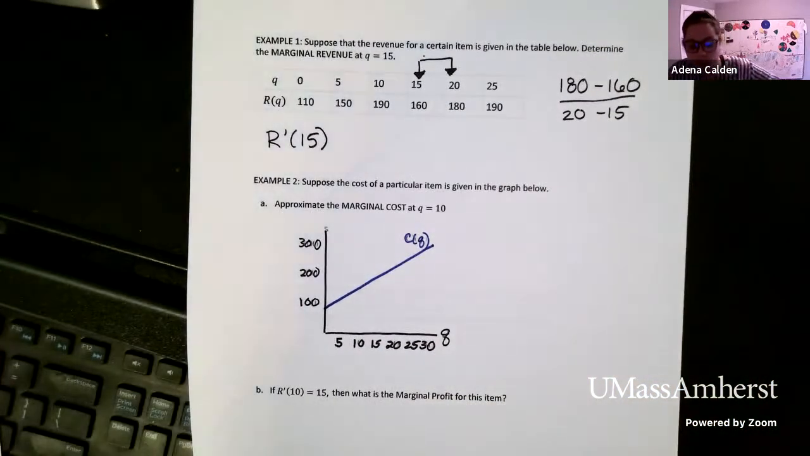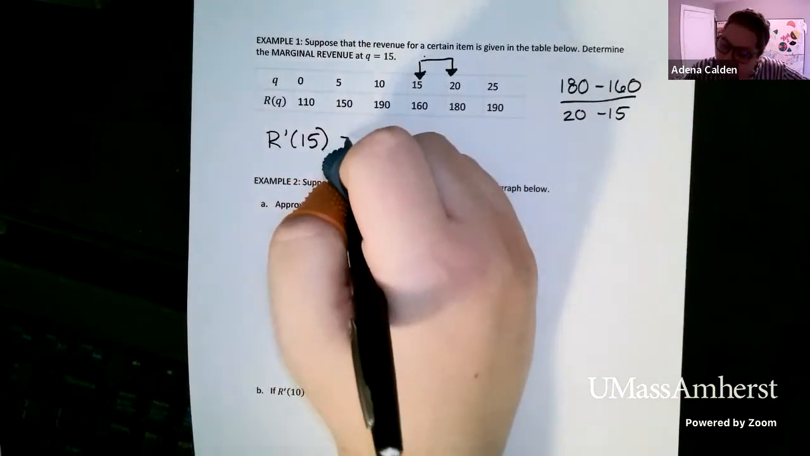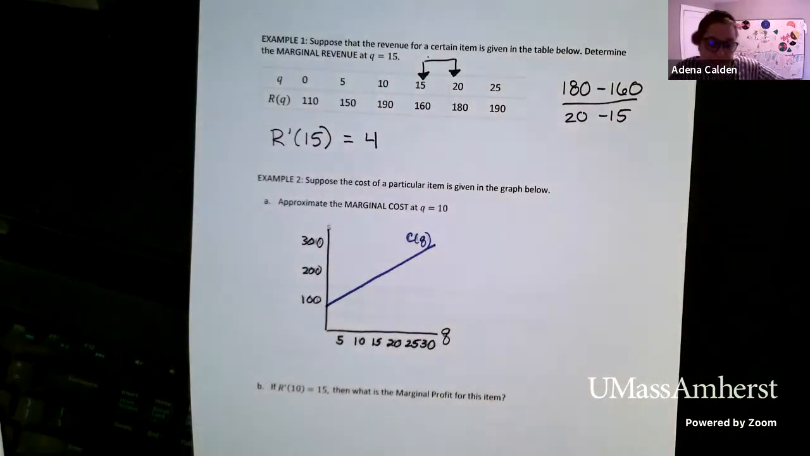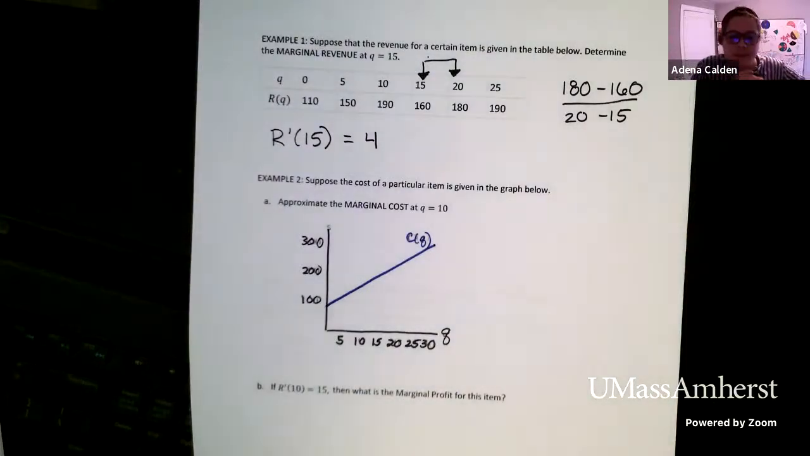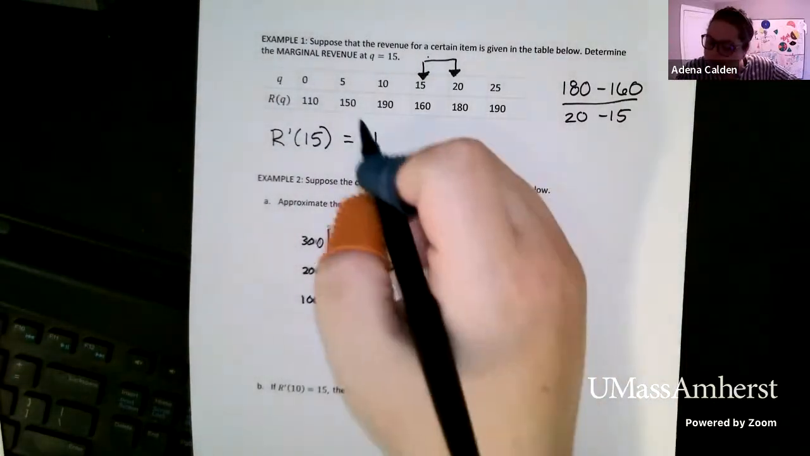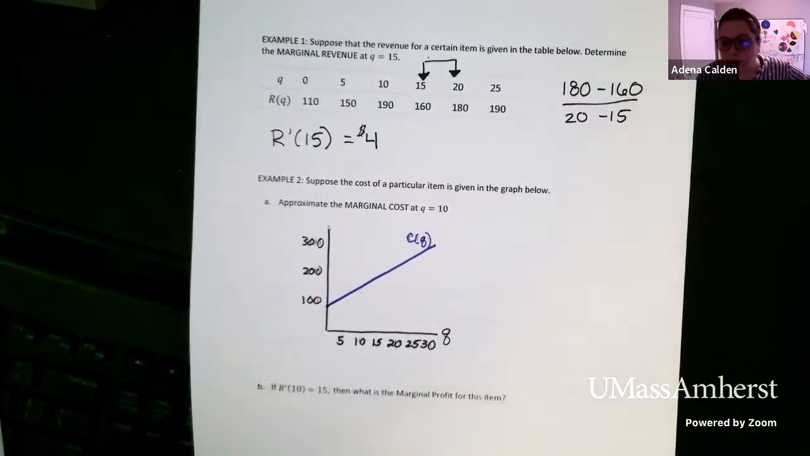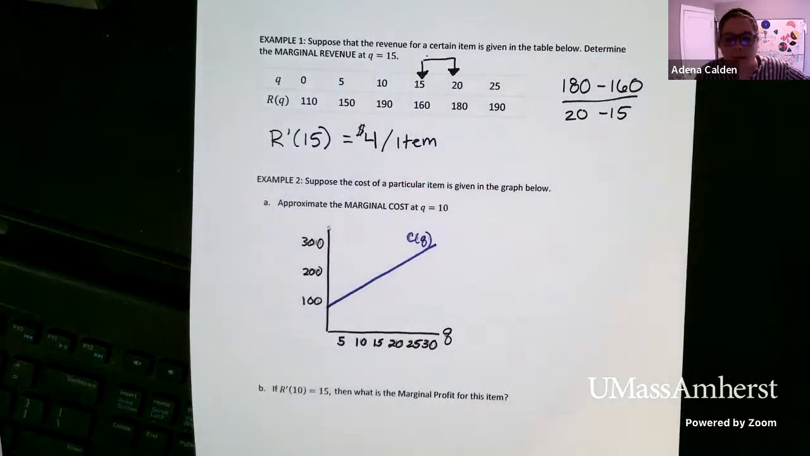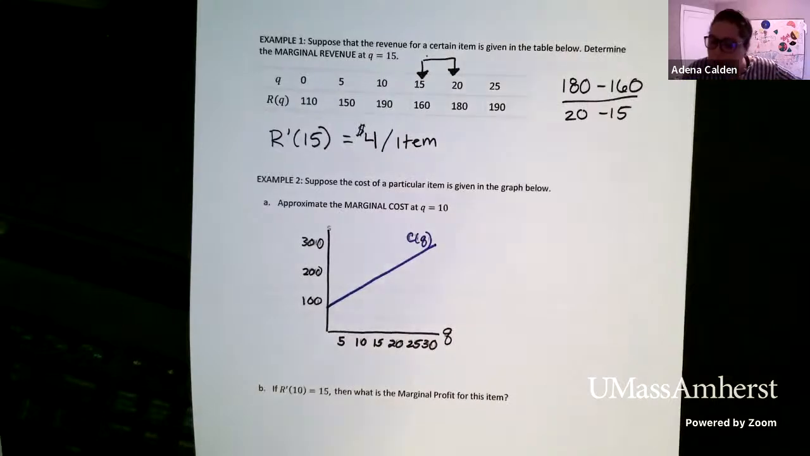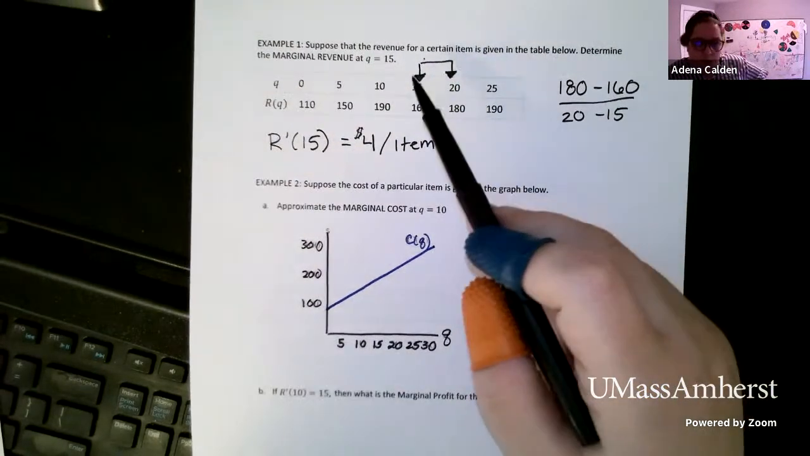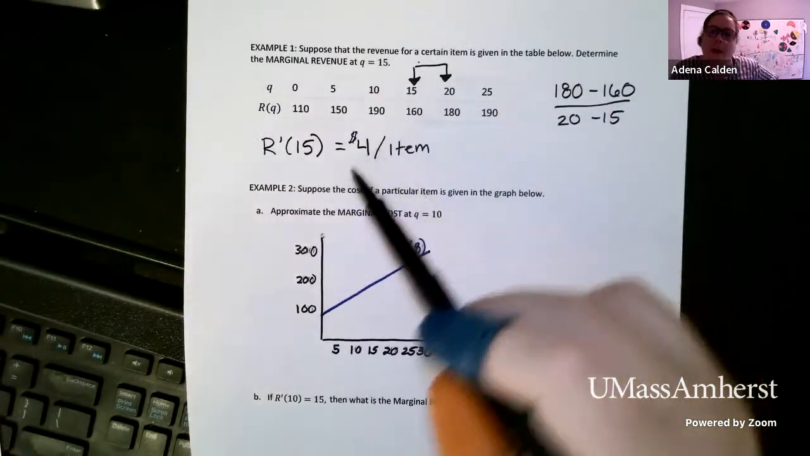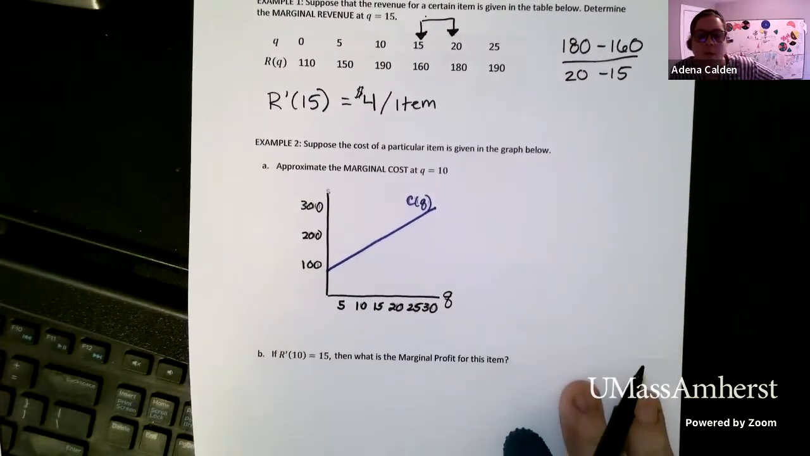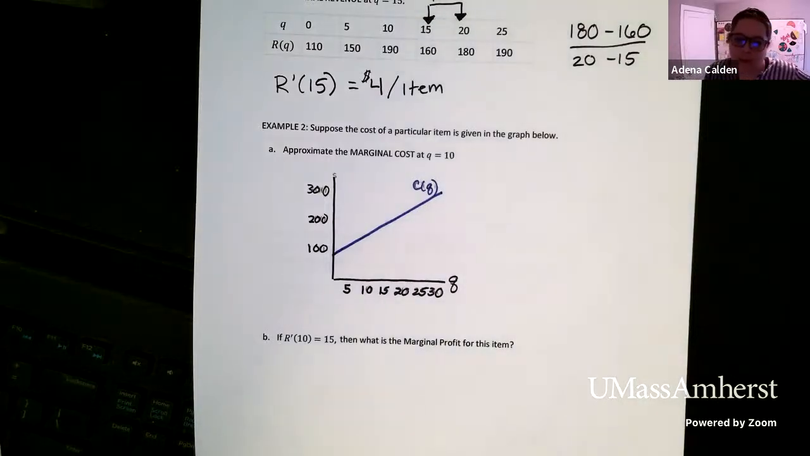So that's going to give me 20 over 5, which gives me an approximation. R prime of 15 equals 4. And so what does that mean? That means that if I were to sell one more item, I would expect to increase my revenue by $4. Okay, so I'm going to be making $4 per item when we are at a level of selling 15. Okay, so again, it's a little bit different because we're only doing a right-hand estimate in economics, but otherwise the process is the same as what we've been working through with other types of problems. Okay, for example 2, suppose the cost of a particular item is given in the graph below.